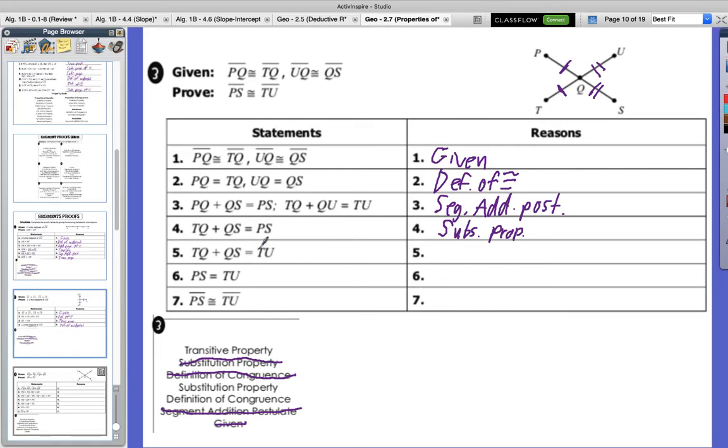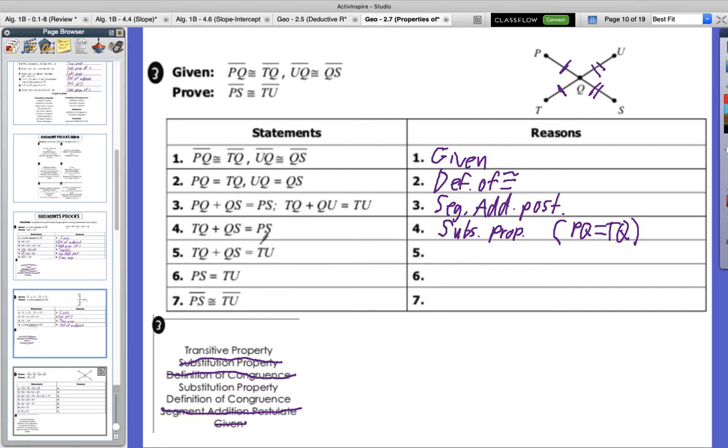Now, you might be wondering, did we just substitute PS for TU? Because you might be wondering what we substituted here. When we use the substitution property, I'm going to have us start putting in parentheses what we substituted, so that we're clear about it. So I substituted segment PQ for the measurement of segment TQ. I should have been saying that earlier, and I'm sorry I didn't. But continuing on, I'm going to have us put in parentheses what we substitute.